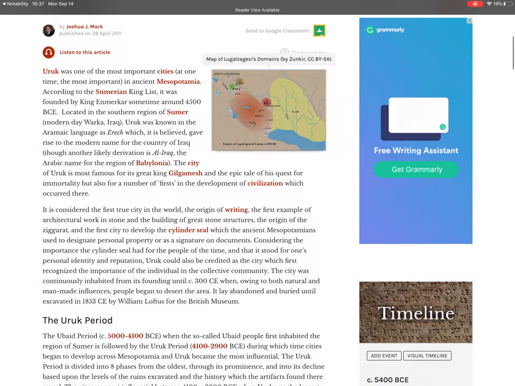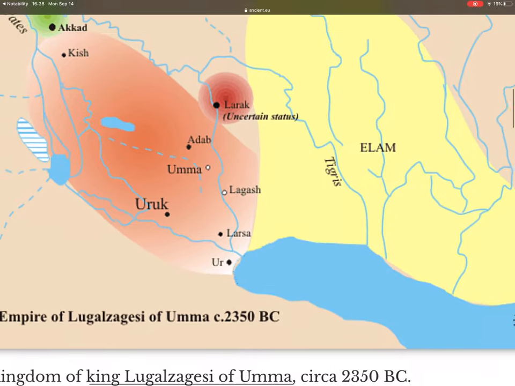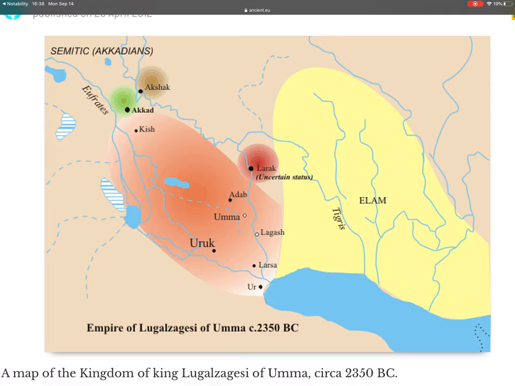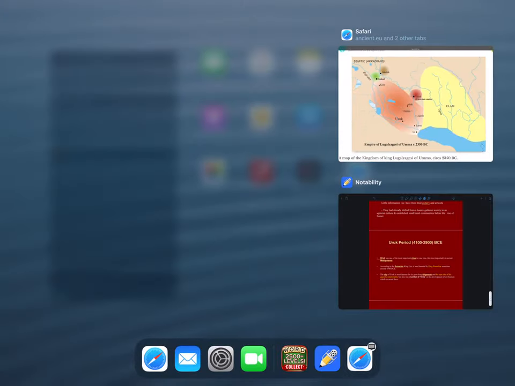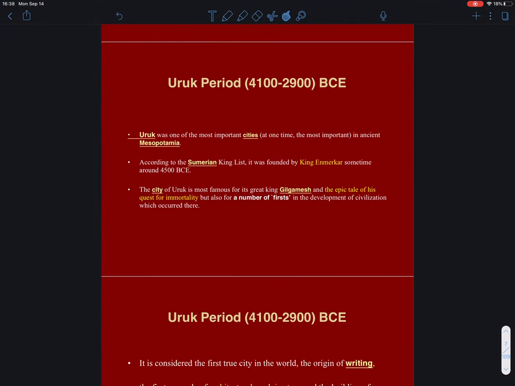Which we can see here. Okay, this is the civilization of Elam, the yellow that you see that I had talked about. And to the left side of the map, one of the last cities on the reddish part, is the city of Uruk. So the city of Uruk was so important, one of the first and most important cities.